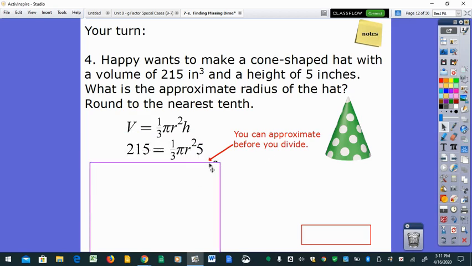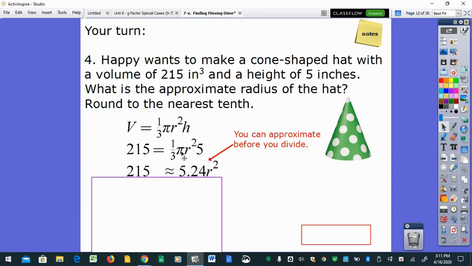We're going to clean up the math here. So we're going to take the 5 divided by 3, multiply it by pi. This time I'm going to show you that you can approximate. You don't have to leave the pi in there. So if you take 5 divided by 3, multiply it by pi, it's about 5.24.